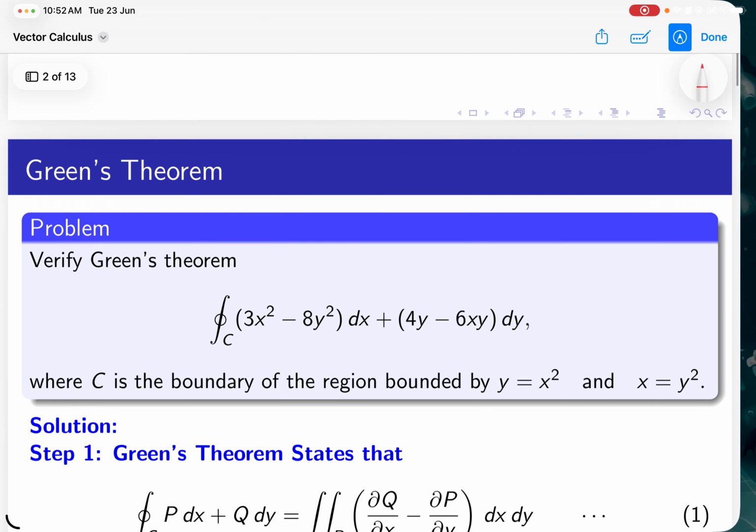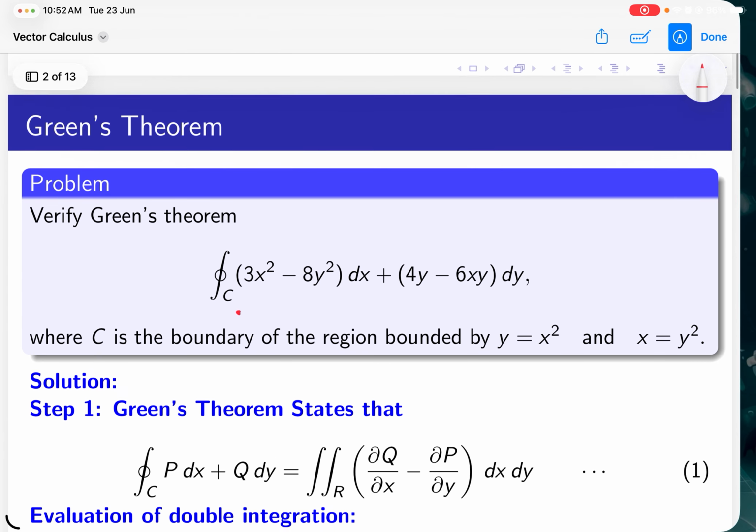Verify Green's theorem: the integral over C of (3x squared minus 8y squared) dx plus (4y minus 6xy) dy, where C is the boundary of the region bounded by y equals x squared and x equals y squared. Here, verifying Green's theorem means you evaluate the left hand side and right hand side separately, and finally conclude that both have the same answer. Therefore Green's theorem is verified.